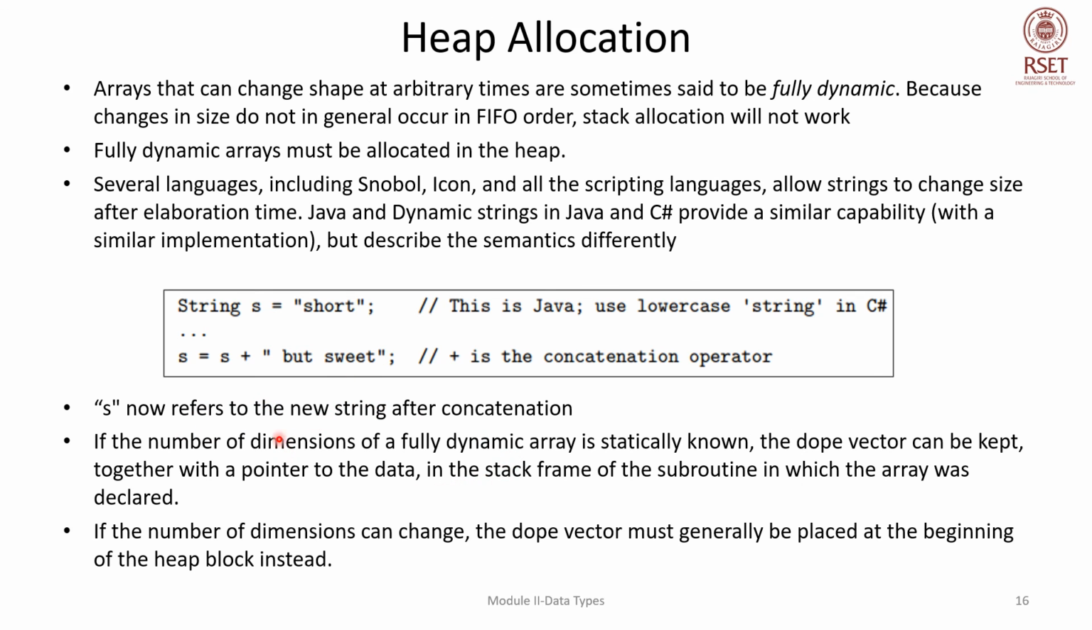If the dimensions were known statically, the dope vector could be kept and a pointer to the data could be stored in the stack frame like we saw in the last slide. But since the dimensions change, the dope vector has to be placed at the beginning of the heap block because it can grow or shrink.